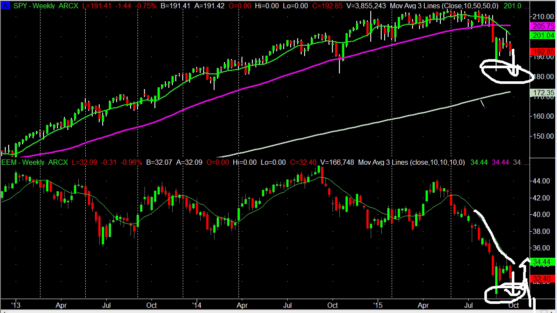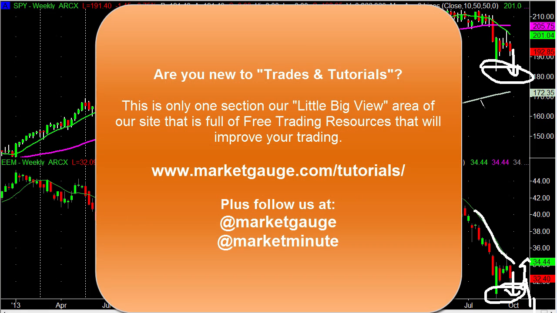All right, so a really simplistic approach, doesn't take a lot of time. It's a matter of simply assessing the basic trend or the basic consolidation in the EEM and applying that to whatever's happening in the SPYs.